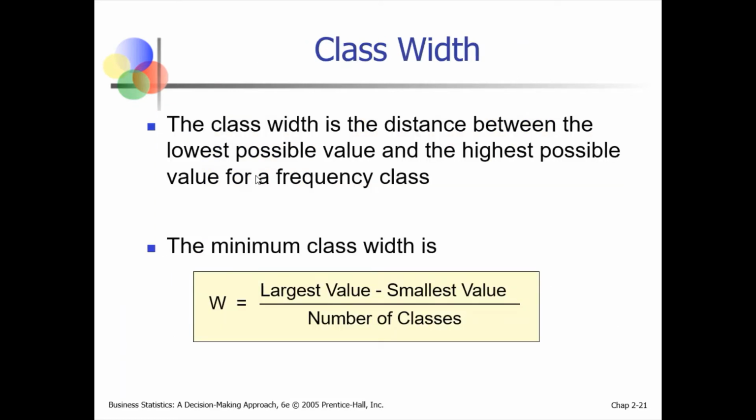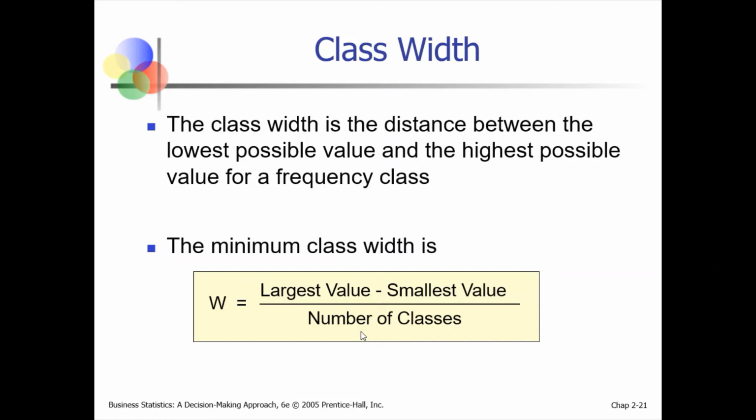So, basically, in computing your class width, ing-ani nga formula ang inyong gamiton. Largest value sa inyong dataset and then smallest value sa inyong dataset, minus na sila, divided by the number of classes na inyong gi-categorize, no? Okay, so the class width is the distance between the lowest possible value and the highest possible value for a frequency class. So, ingani na siya ang formula.